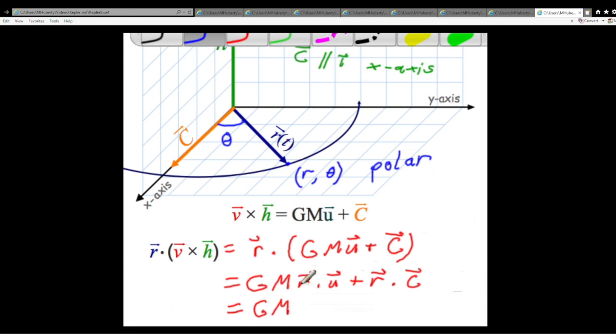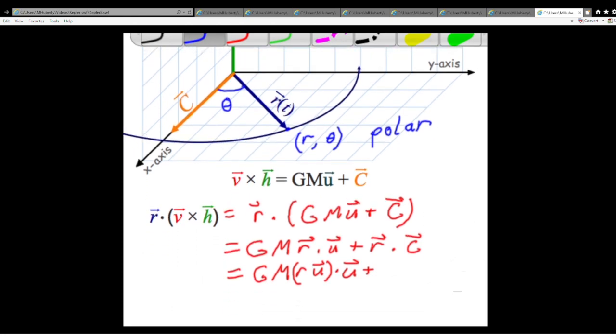We know r, the r position vector, is just the magnitude of r, little r, times the unit vector. So that's this r value dotted with u. You might see where we're going with that one. Maybe a little less obvious is what we're going to do next with the r dot c.